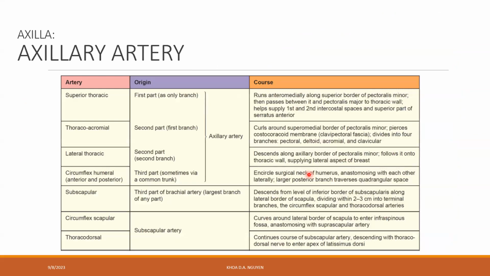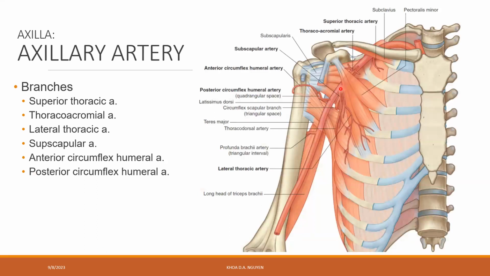And right here, there is a table that will not only tell you what the side branches of the axillary artery are, but also tells you where they arise from. Is this the first part, second part, or third part of the axillary artery? I don't require you to remember everything here, but you need to remember at least, if there's a diagram right here, where each of the side branches is, and where approximately they go to.